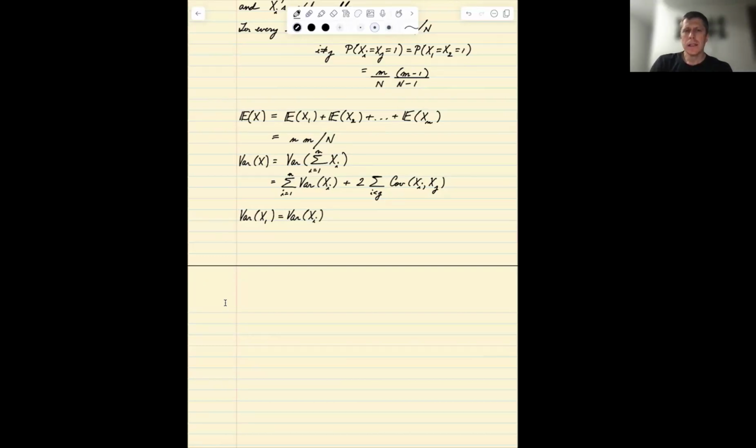Well, what we need to do is the expectation of x squared minus the expectation of x quantity squared. So what's the expectation of xi squared? Well, again, xi is a 1 or a 0. So the expectation of xi squared is actually just the same as the expectation of xi. And then the expectation of xi quantity squared is m squared over N squared.